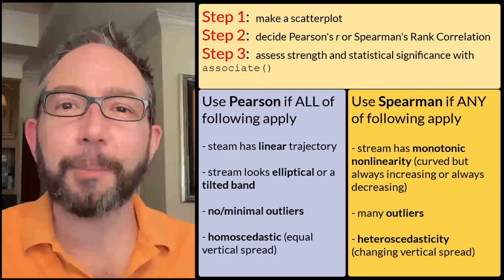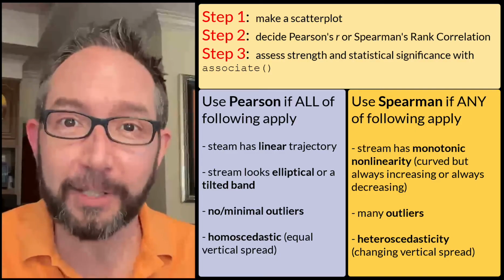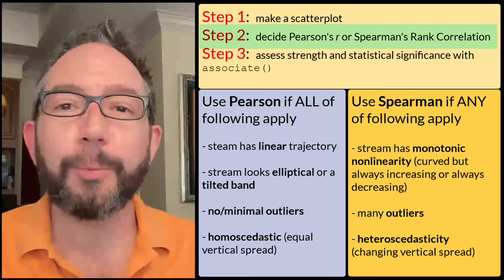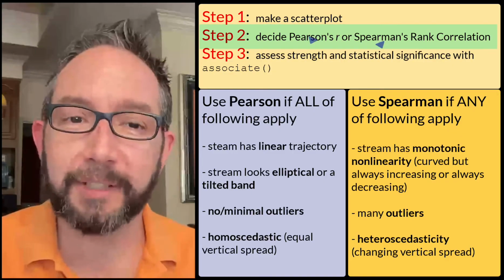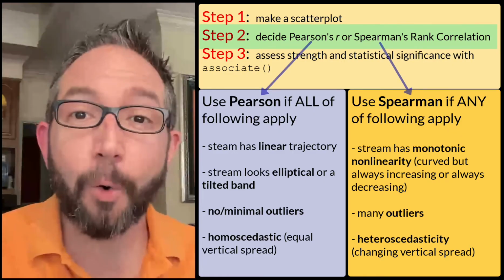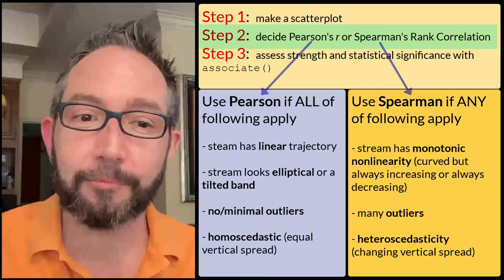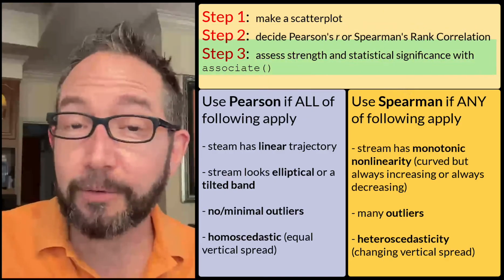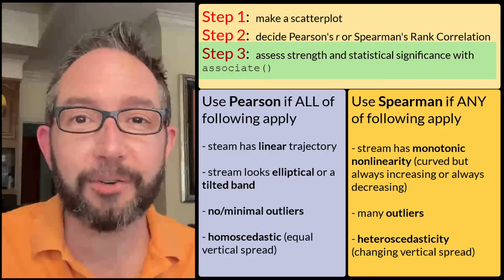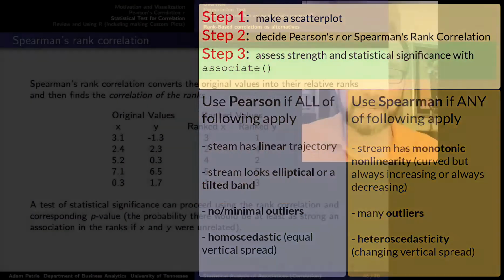So once again, our process when doing this analysis is to look at the scatter plot and to determine, are we going to be quantifying the strength of this relationship with Pearson's correlation, or do we need an alternative, Spearman's rank correlation? What we'll do is we'll still run associate, we'll just make sure to look at the appropriate line of output.